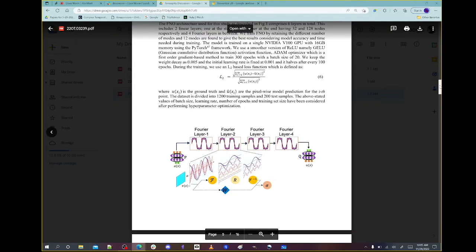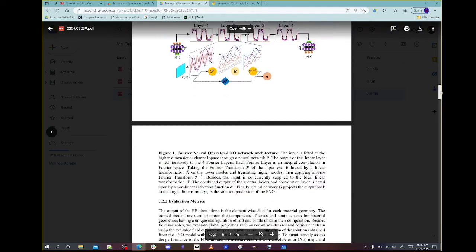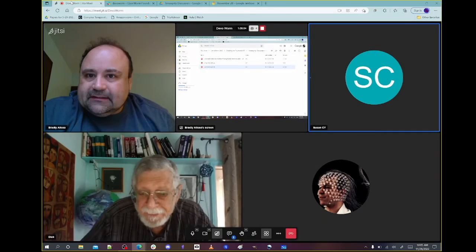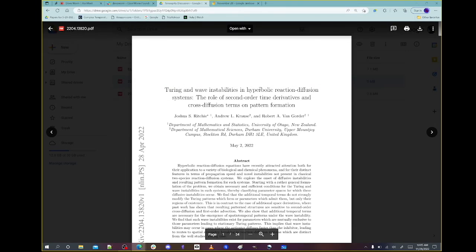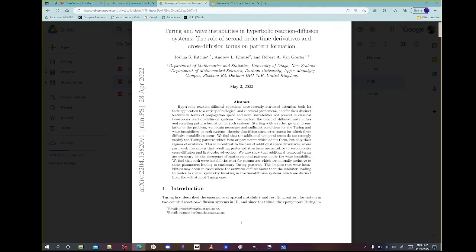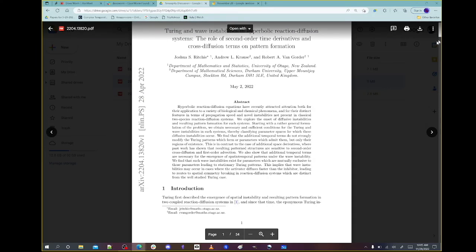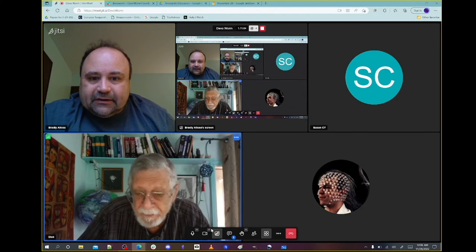So this shows you the diagram of the system where you have an input, you input it into this neural operator, and you go to output. So that's something that's an option too. And then of course the third paper here relates to pattern formation and some of these observations of wave instabilities. So these are reaction-diffusion equations, hyperbolic reaction-diffusion equations. And this talks about some of the diffusive instabilities. It doesn't really talk about tensegrity, but it talks about some of these things about pattern formation. So that's all I have on that.